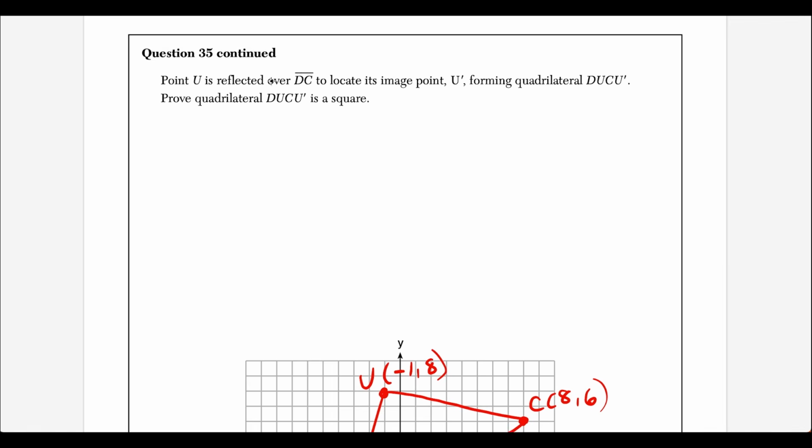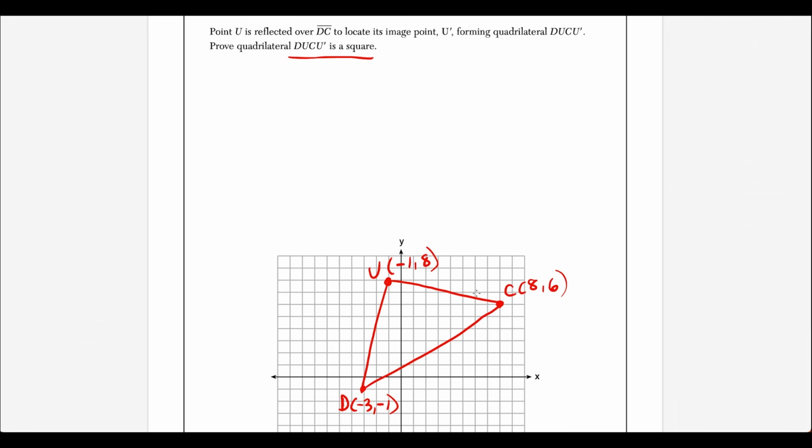Now for the rest of this question here, we have point U is reflected over DC to locate its image U prime, forming quadrilateral DUCU prime, and we have to prove that this quadrilateral is a square. So the first order of business, if this is going to form a square, I'm going to use the fact that all the sides are going to be equal in measure. And I think about how do I get from point U to point C like this, or to get from point U to point D.